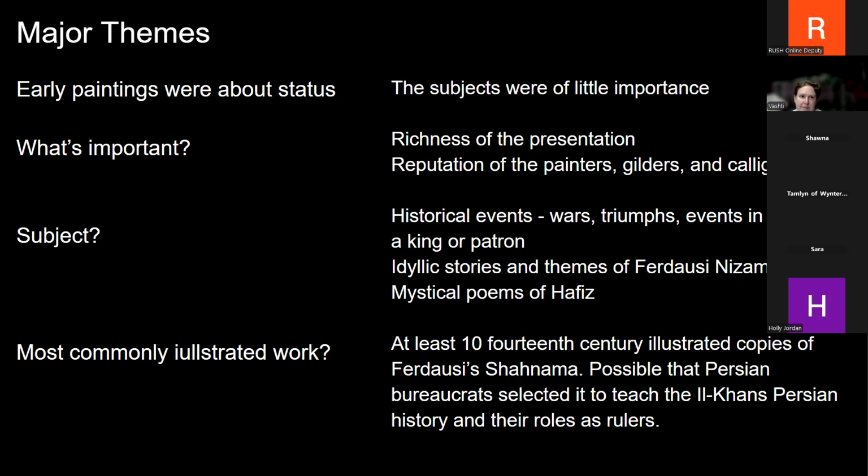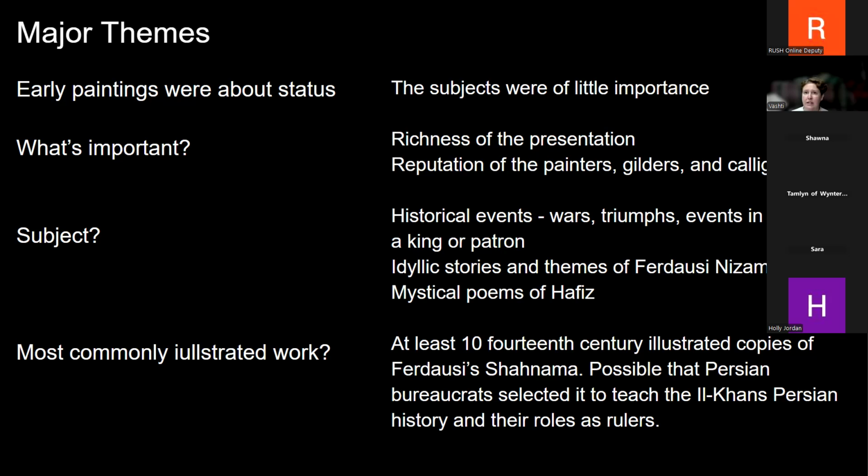So major themes for this era. Again, the subjects are of very little importance. The main thing they were concerned with was how rich the representation is. How much gold leaf did you use? How expensive were the materials? Where did you get them from? Some of this information is documented in inscriptions at the beginning or the end of these books.